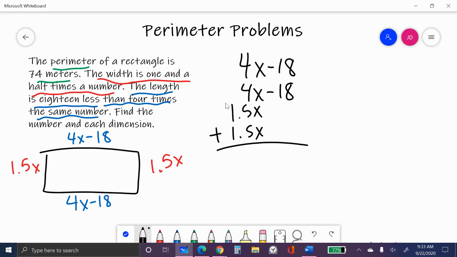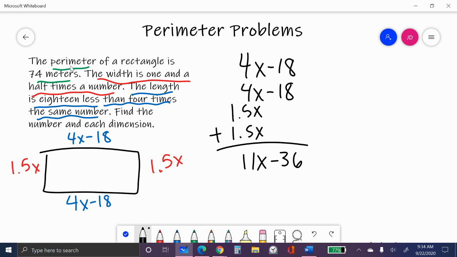So 4 plus 4 is 8, plus 1.5 plus 1.5, which is 3, is going to be 11x. Negative 18 and negative 18 is negative 36. All right, so I combined all of these, got 11x, combined all of these, and got negative 36. And you could do that here too. You could say, okay, I got 4x plus 4x plus 1.5x plus 1.5x. That's 11x. Negative 18 and negative 18 is negative 36.